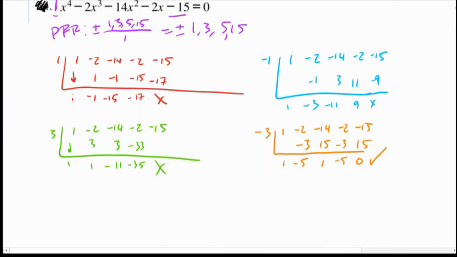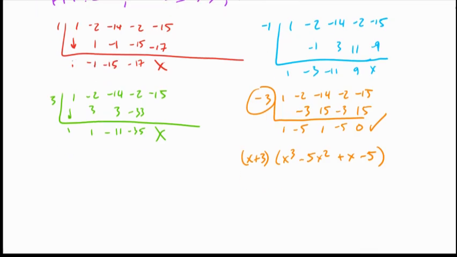Okay, so for the first one that I found, I can see that x plus 3 is part of the equation from this. And then what's left over is x cubed minus 5x squared plus x minus 5. Then I need to do this again to keep going to see what works. In this one, I'm going to try 5 next with what's remaining. So now I'm just using synthetic division on what's left over, not the original set of numbers.